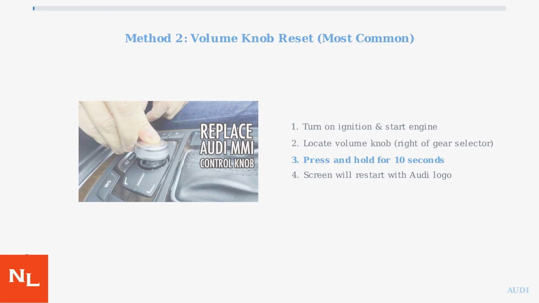Turn on ignition, ensure the engine is running, then locate the volume knob, usually to the right of the gear selector. Press and hold it for about 10 seconds until the screen restarts with the Audi logo.